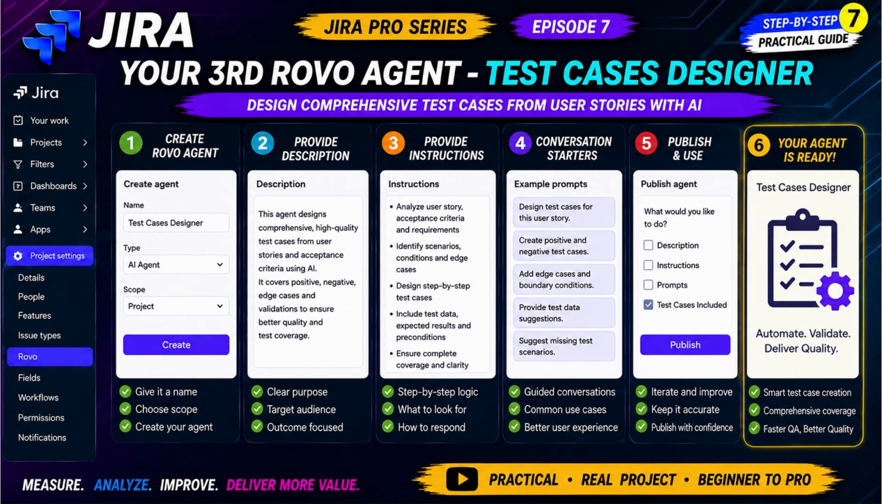So this is our seventh video on Jira Pro series. And this is going to be the third video on Jira Rovo Agent. So we started writing our own Rovo agent. We wrote our first agent, which was basically a user story readiness checker. We wrote our second agent, which was about team metrics generator, team metrics Insider.